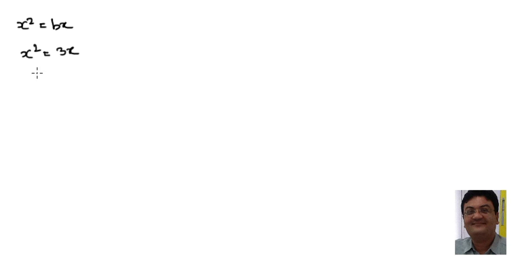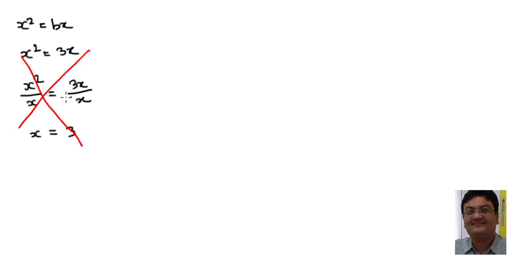Our first instinct is to solve the equation by dividing both sides by x, and the reason is x is a common factor on both sides. So if we do that, x squared over x will give me x, and 3x over x will give me 3. And we might think that this is our final answer. However, this method is wrong, and this is not the correct way of solving this type of equations.